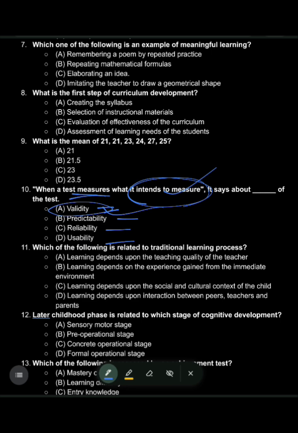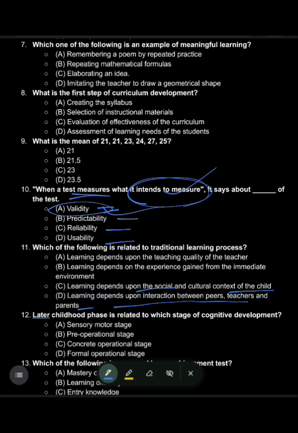Which of the following is related to the traditional learning process? Learning depends upon the teaching quality of the teacher. Learning depends on the experience gained from the immediate environment. Learning depends upon the social, cultural context of the child. Learning depends on the interaction between peer, teacher and parents.